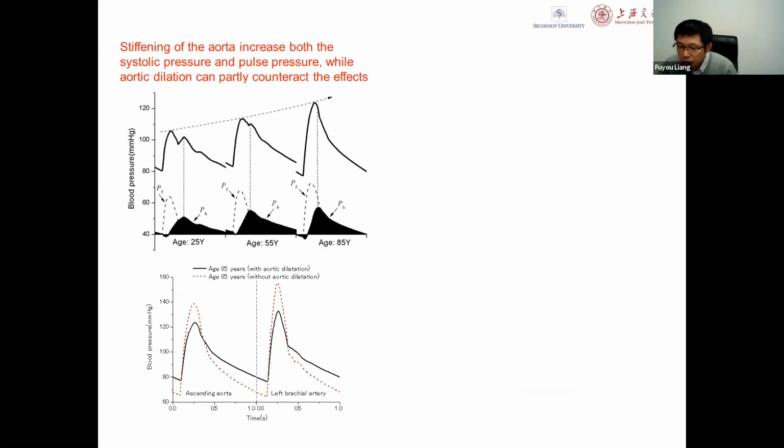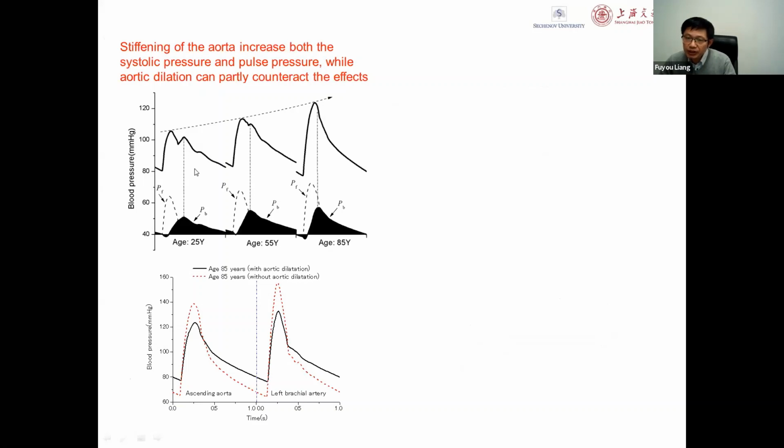And then, why do we use models? Because models can provide more detailed insight into the mechanism underlying the changes in arterial pressure, right? As for aging, there are 2 major changes in the aorta. The first is stiffening of the aorta. The second is aortic dilation.